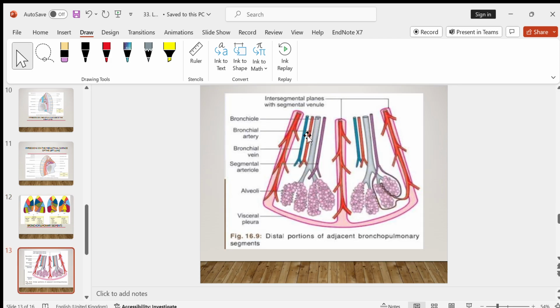Here we can see that each segment has its own bronchiole, its own branch of pulmonary artery, its own bronchial artery and bronchial vein, and a segmental arteriole. One thing that is not individually present in a segment is the vein, that is in the intersegmental part. These are the two segments, and the intersegmental part has the vein. So these segments are surgically very important, as a diseased segment can be easily removed without disturbing the structure of the remaining lung.